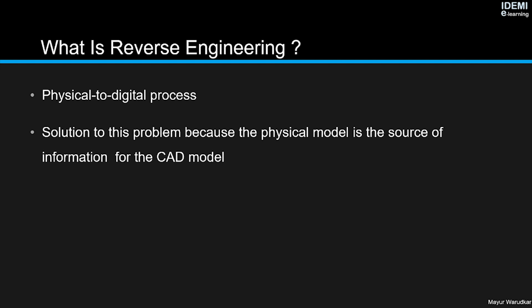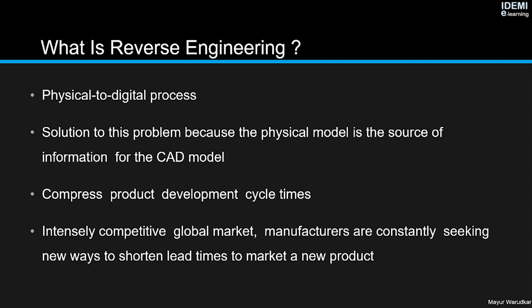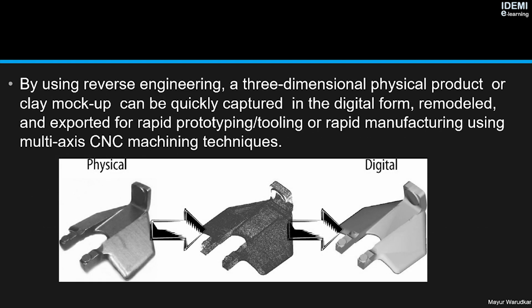Another reason for reverse engineering is to compress product development cycle times. By using reverse engineering, a three-dimensional physical product or clay mock-up can be quickly captured in digital form, remodeled, and exported for rapid prototyping, tooling, or rapid manufacturing using multi-axis CNC machining techniques.